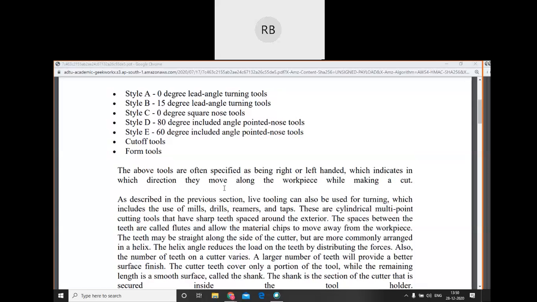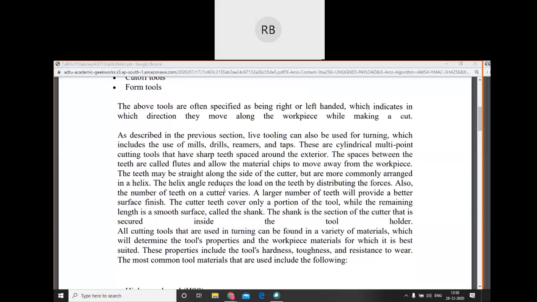The above tools are often specified as being right or left-handed, which indicates in which direction they move along the workpiece while making a cut.